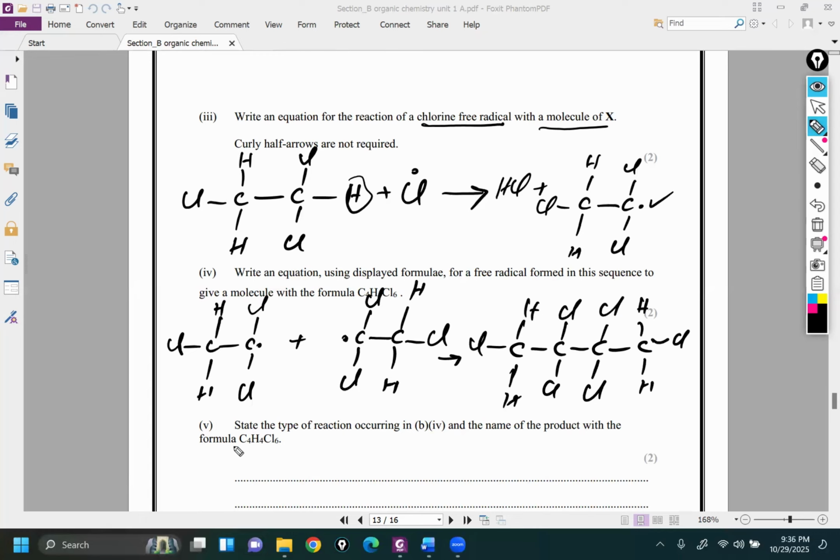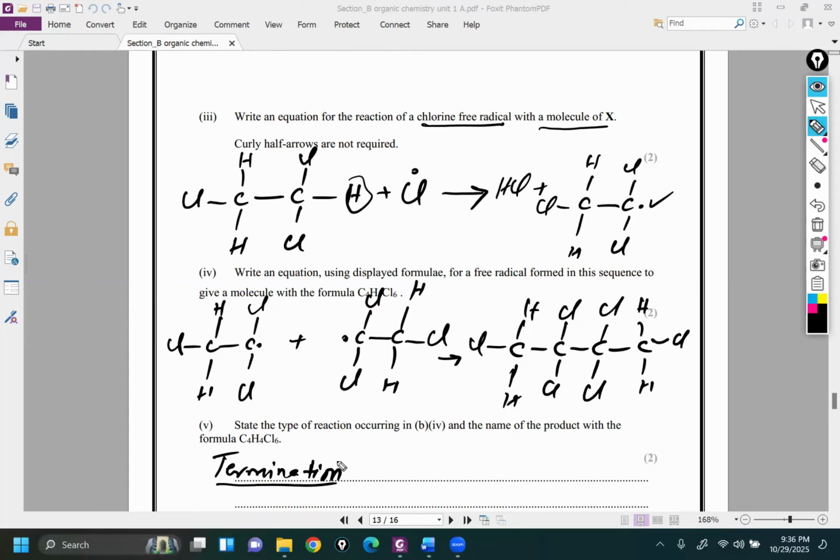Okay. The next part is to state the type of reaction occurring in B4 and the name of the product with the formula C4H4Cl6. So here you see the two free radicals joined together to give a neutral molecule. So this is the termination step. In the termination step, always two free radicals will join together.